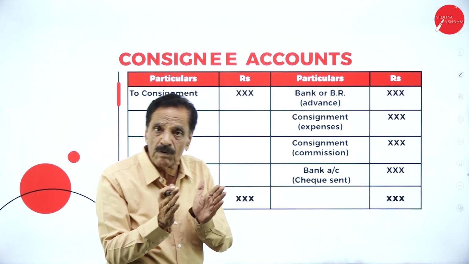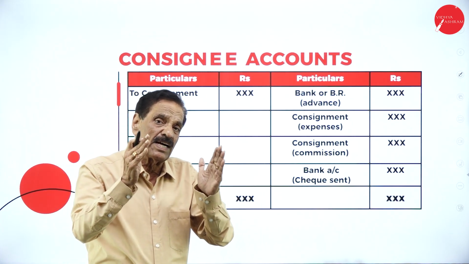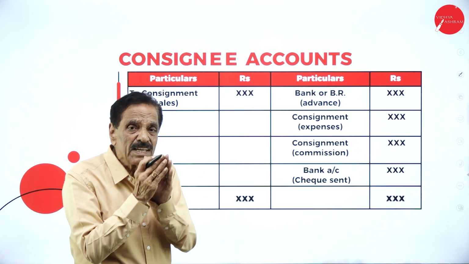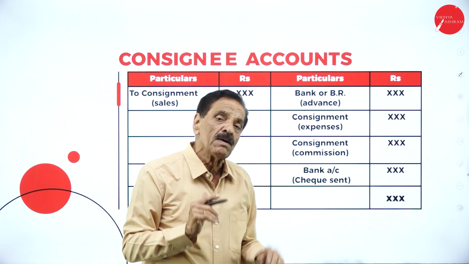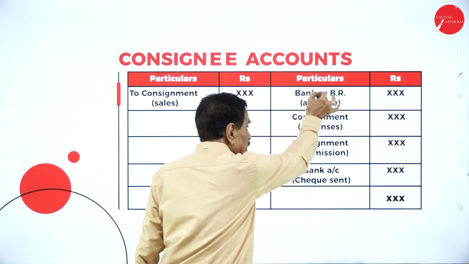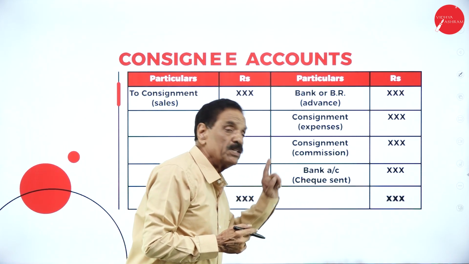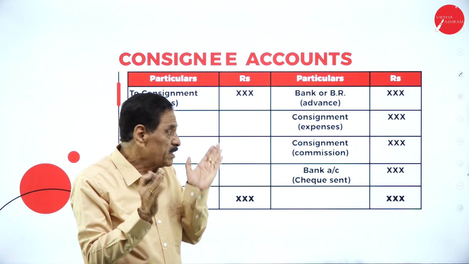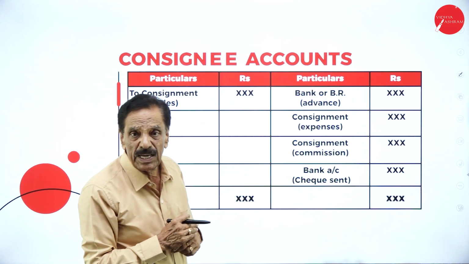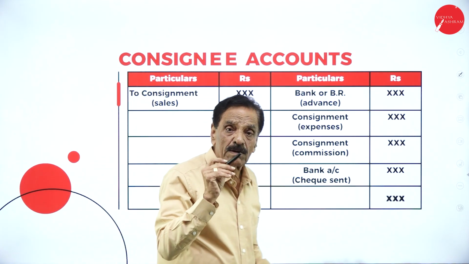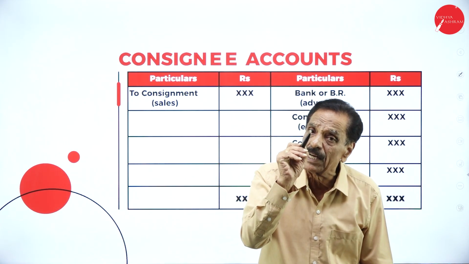I will repeat this one. When you make the sale, the entire amount lies with the consignee. He does not remit all the amount because he will deduct his advance, his expenses, and his commission. Whatever is leftover will be sent by the consignee to the consignor, either in the form of a check or in the form of a demand draft.